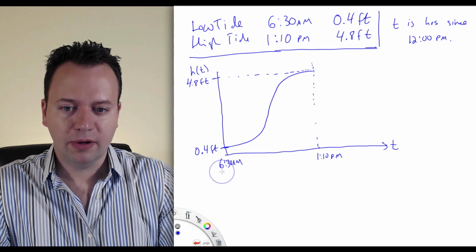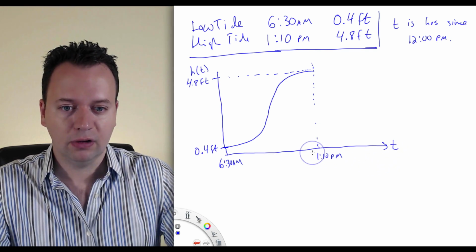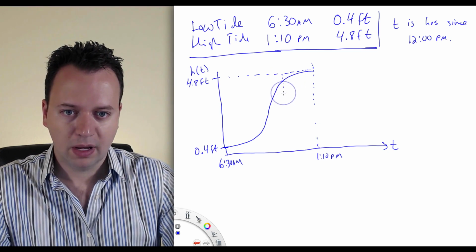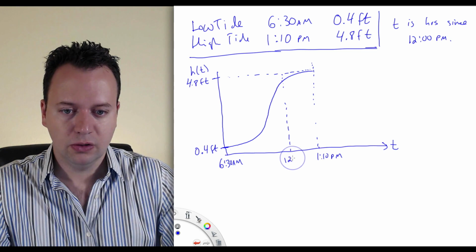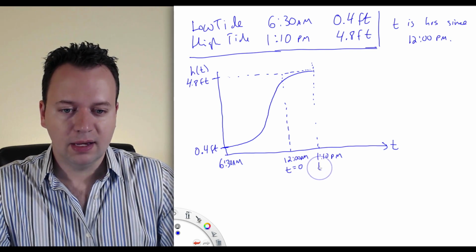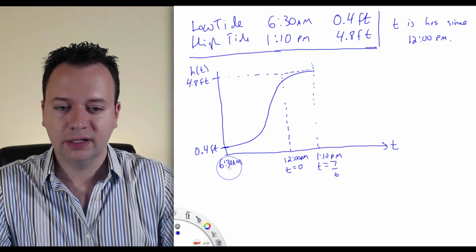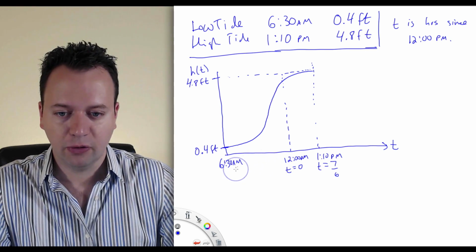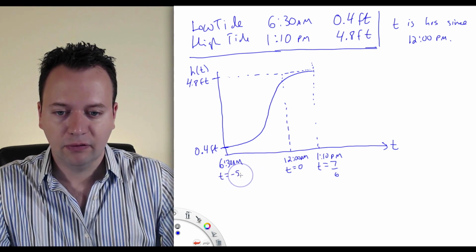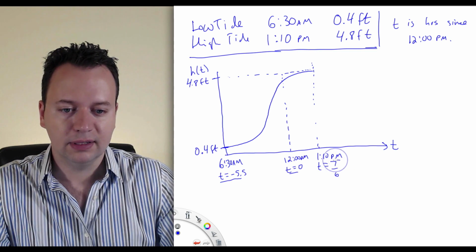Next, it will be useful to convert these times into t. So t is measured in time since 12 o'clock noon, so maybe 12 o'clock might be somewhere like this. That's noon, so that would be t is equal to 0. 1 hour and 10 minutes would be t is equal to 7 over 6. And then 6:30 a.m. is 5.5 hours before noon, so that would be t is equal to -5.5. So t is equal to -5.5, t equals 0, and t is equal to 7 over 6.